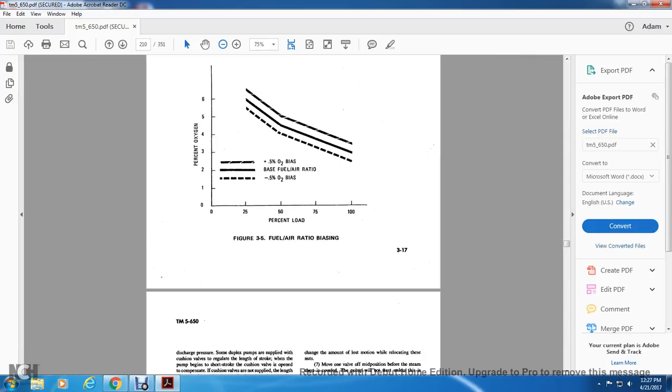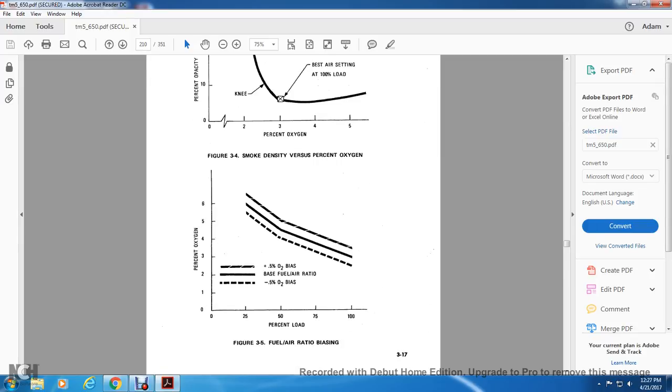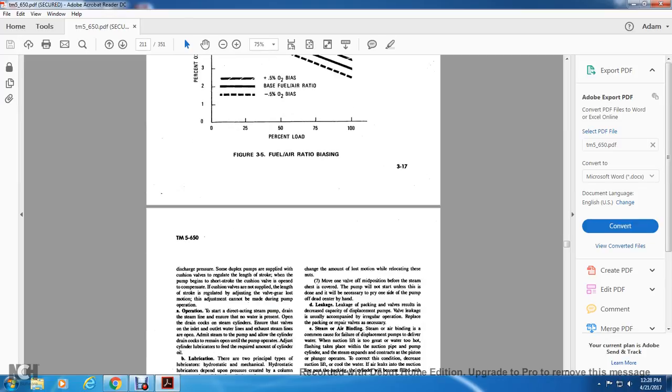Alright, here is figure 3-4, showing smoke density, various percent of oxygen, and percent of oxygen over percent of opacity. You have the number 6 oil, your best air setting, and 100% load. You have your percent oxygen over the percent load. Your dash line is 1.5% oxygen, and your full line is a basic fuel air ratio with 1.5 plus 1.5 bias oxygen.